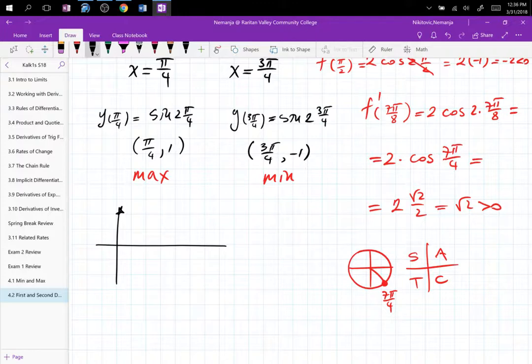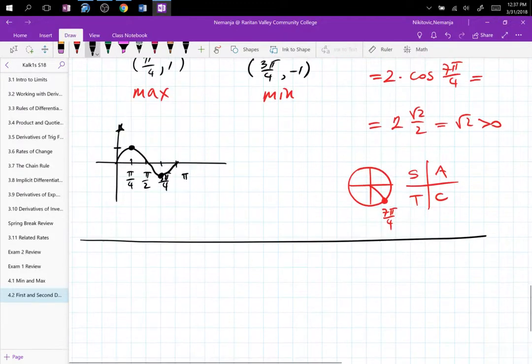Because what do we have? This is in fourths now. This is pi over 4. This is pi over 2. This is 3 pi over 4. So pi over 4 and 1 is here. And 3 pi over 4 and negative 1 is there. Yay. It's just a regular sine that is squished. That's that.